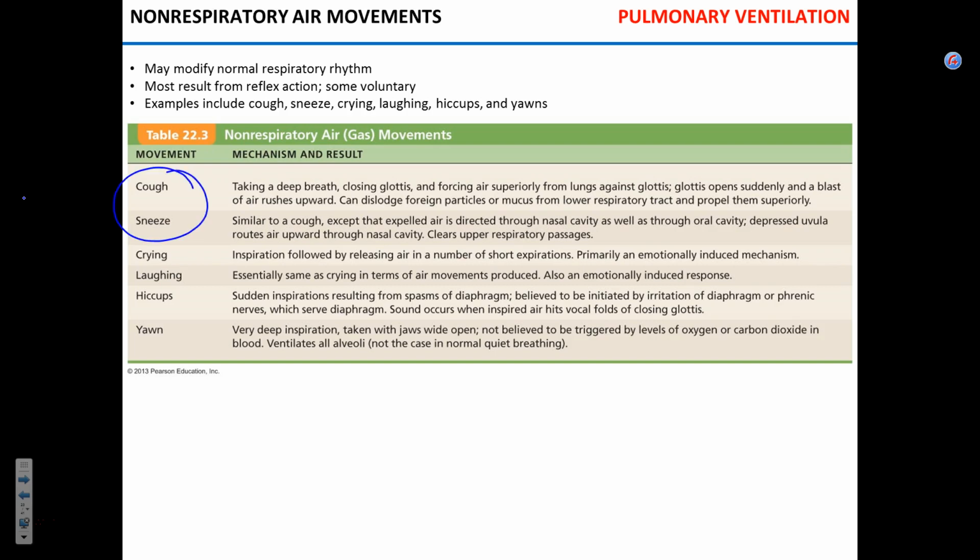So cough and sneeze are practically the same. They respond to irritation. The difference is that in coughing, your mouth is open, your uvula is elevated, so when you cough, air goes out mainly through the mouth. When you sneeze, the uvula is depressed, it closes the oral cavity, and you mainly release the air through the nose.